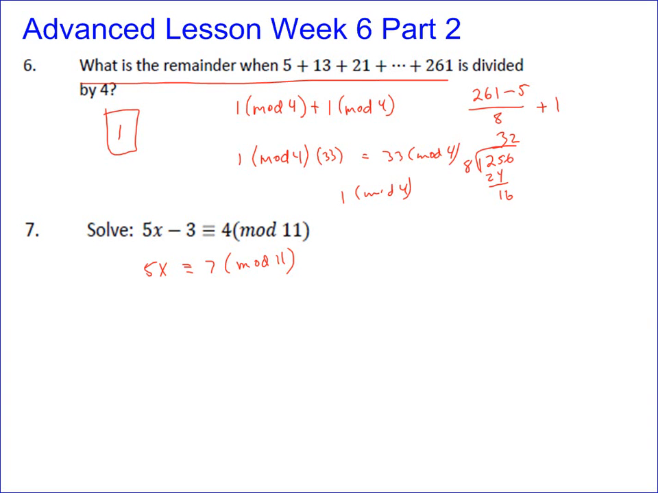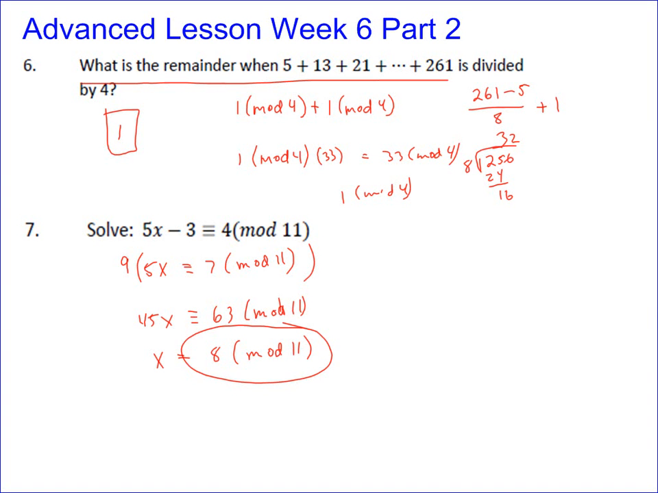Well, I can see that 11 times 4 is 44. 45 is one more than that, so if I multiply this whole thing by 9, I get 45x is equivalent to 63 mod 11. But 45x is just 1 mod 11, because it's one more than 44. And 63, well, 63 is 8 more than 55, and so it's 8 mod 11. So the solution of this is any number that is equivalent to 8 mod 11.